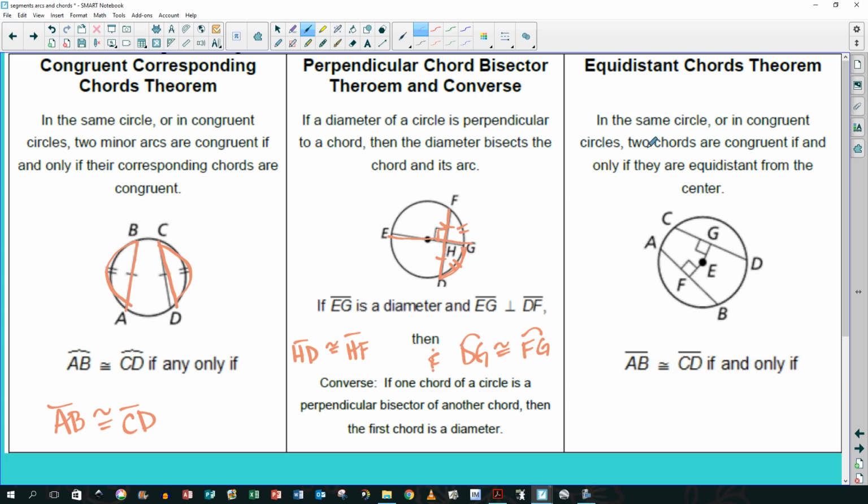Equidistant chord theorem: if you have the same circle or congruent circles, two chords are going to be congruent if and only if they're equidistant from the center. So if this piece is congruent to this piece, equidistant meaning same distance, so if EG is congruent to EF, then CD is congruent to AB. So AB is congruent to CD if and only if EF is congruent to EG. So now let's put these to use.